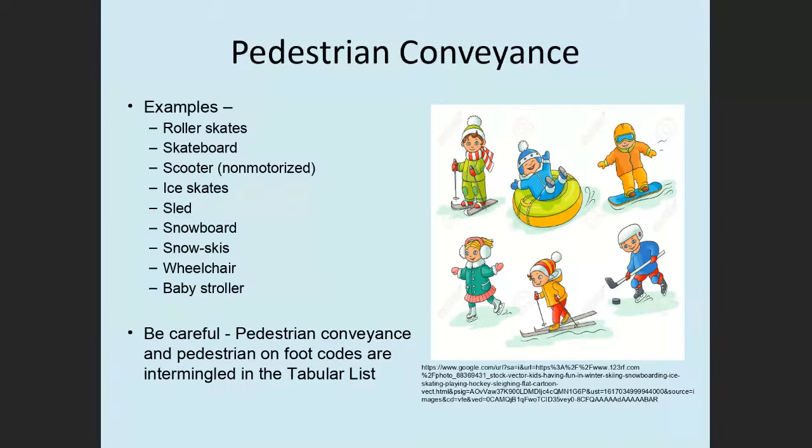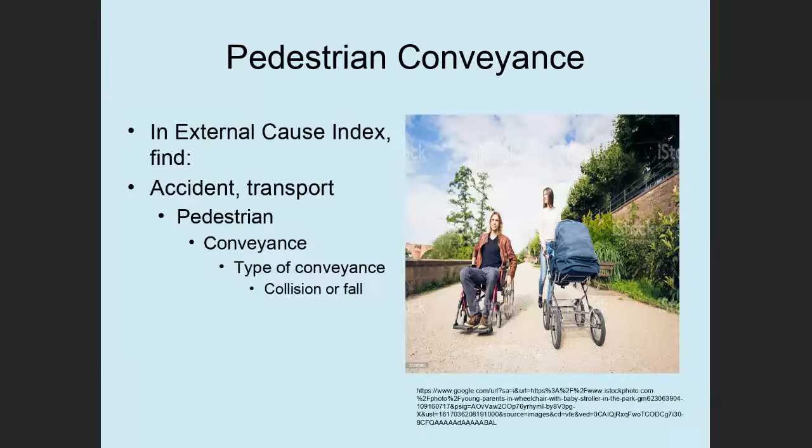Be careful with using the index. In fact, you want to mark this off in your index. Pedestrian, conveyance, pedestrian, on foot. These are intermingled in the tabular list. And also in the external cause index, you want to mark those off too. So how do you look up pedestrian conveyance? Well, you find accident, transport, pedestrian conveyance, then type of conveyance, and then collision or fall. Did the patient just fall out of the wheelchair or off the skateboard, or did they run into somebody or something?